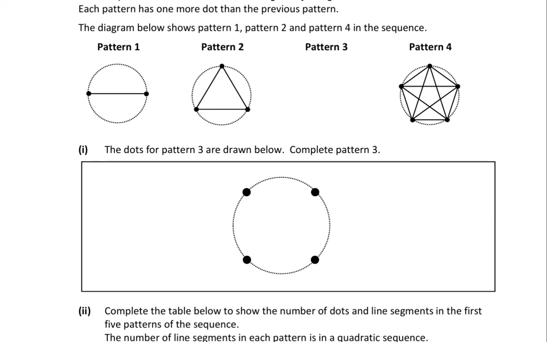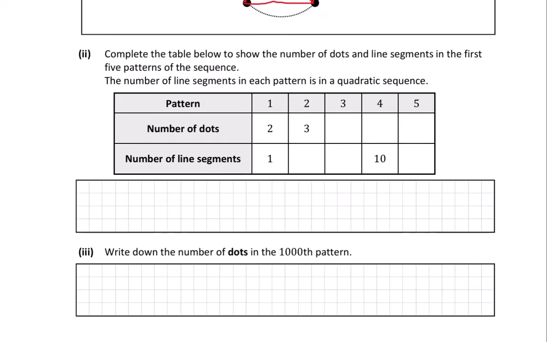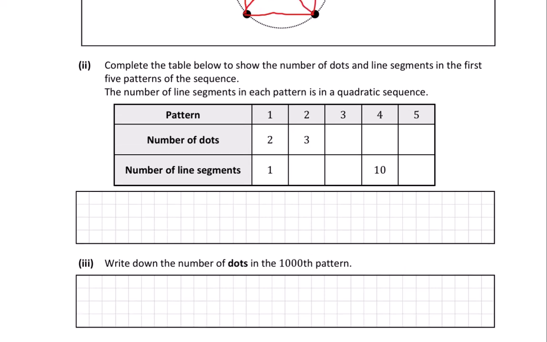So this is just a case of joining up the dots here. So we can join that dot to that dot, this one to this one, this one to this one, this one to this one, and so on, until all the dots are joined up to all the other dots. So each dot is joined up to 3 other dots. Okay, so that's that one. Let's see, complete the table below to show the number of dots and line segments in the first 5 patterns of the sequence. The number of line segments in each pattern is in a quadratic sequence.